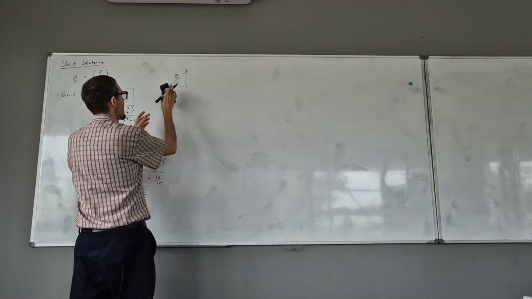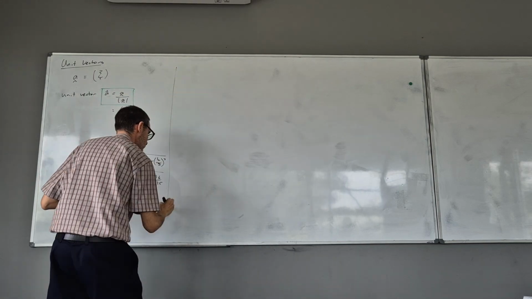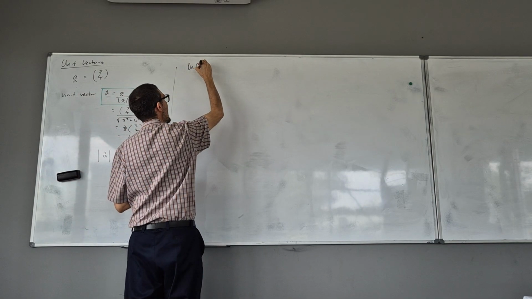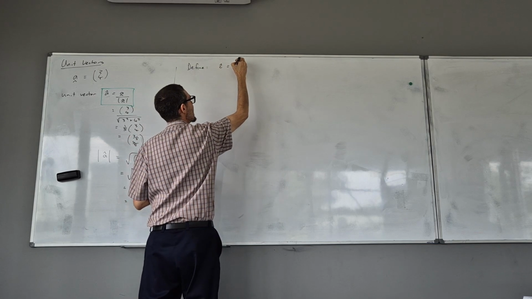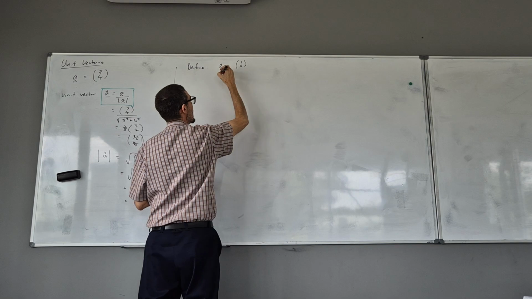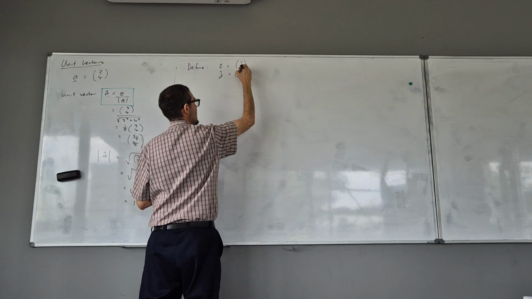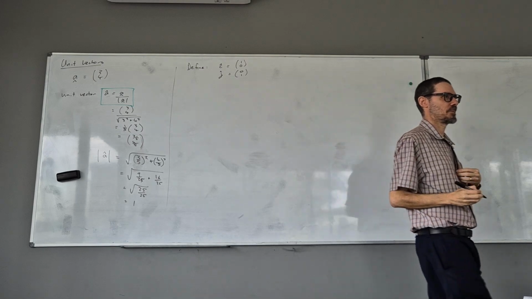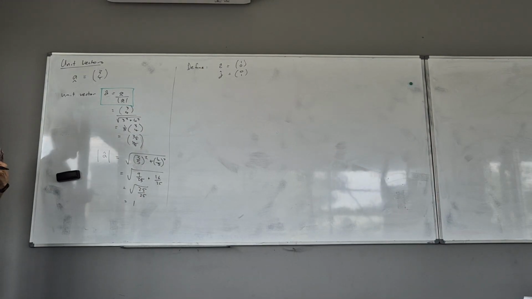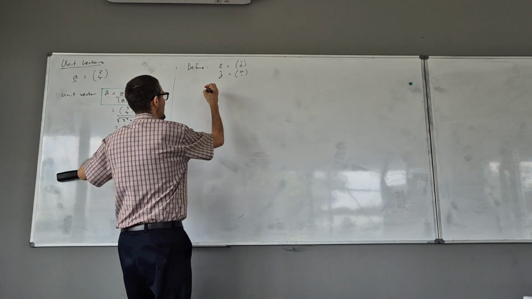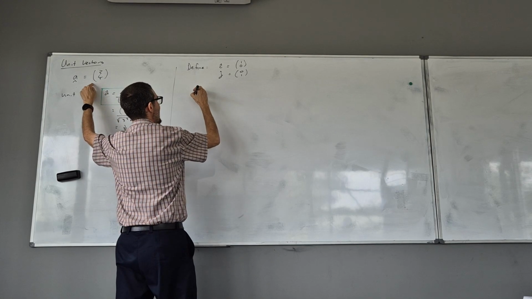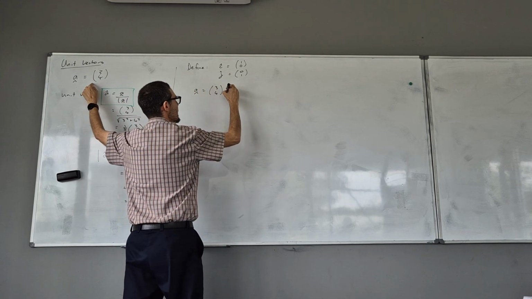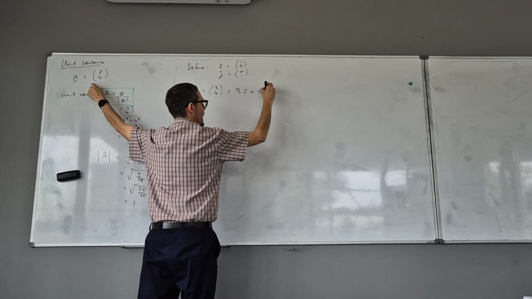I'm going to define i hat as being the vector (1, 0) and j hat as being the vector (0, 1). Why did I do that? The reason is we don't like writing vectors in column form, especially when we have 3-dimensional vectors, let alone 10-dimensional vectors. So instead we're going to do things like this. For example, A, (3, 4), is 3i hat plus 4j hat.